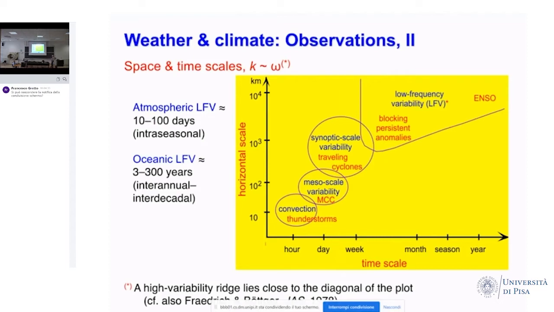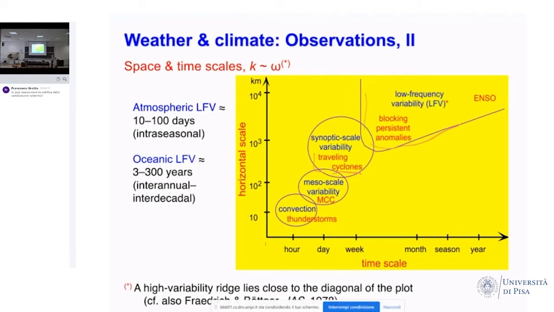Synoptic scale variability is mid-latitude eddies or traveling cyclones. And then we're coming to what I call low frequency variability, which characterizes the alternation between blocking and other persistent anomalies versus the more normal so-called zonal flow, in other words, flow parallel to circles of latitude. Again, I'm going to explain that in just a few minutes.